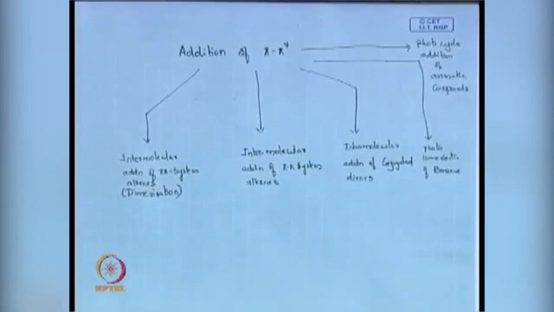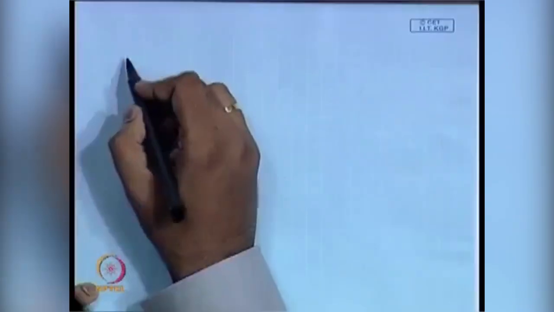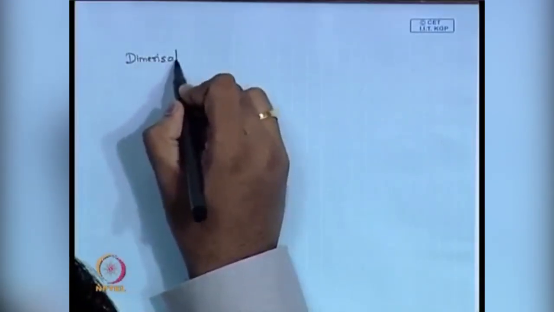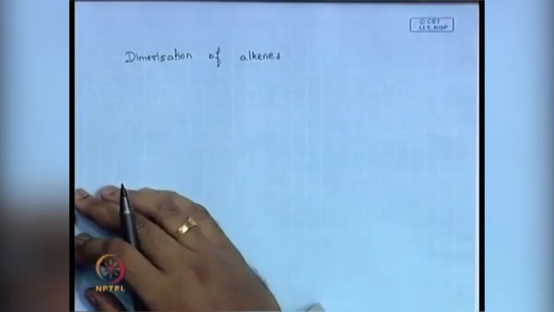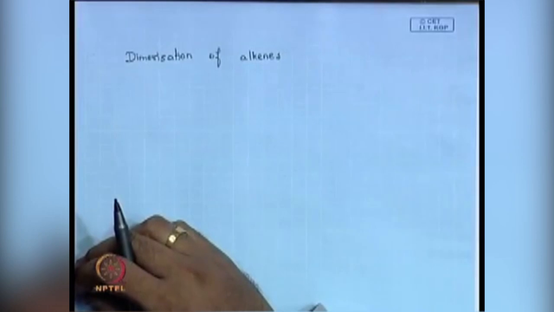So, first we will start with intermolecular addition of your alkene systems, or you can call it dimerization. Dimerization of alkenes, fine. You can take ethylene, and if you shine light on ethylene, it can undergo dimerization. But ethylene has an absorption below 200 nanometers, so doing it with a regular photochemistry apparatus is a little bit tougher. You have some technical problem; you have to go with very high watt lamps so that you can do the dimerization of ethylenes.